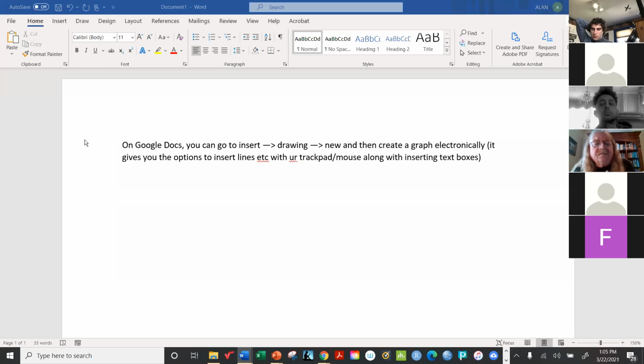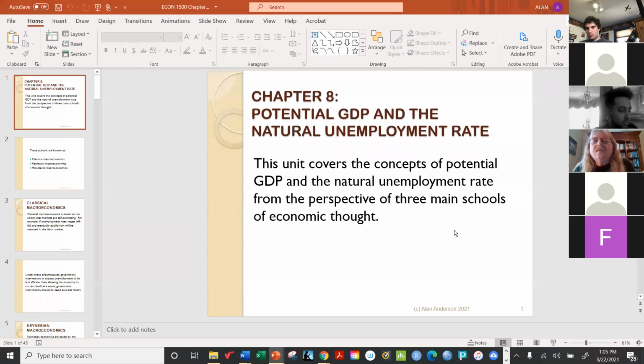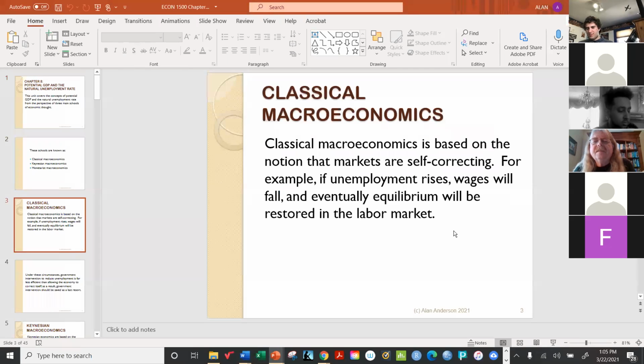Anyway, so let's get back to the notes. This technology is so exciting, we could spend the whole class talking about it, but I guess we better not. All right, so let's see where we were. So potential GDP and the natural unemployment rate. So we already know what this is all about. But first, let's take a look at these 3 schools very quickly.